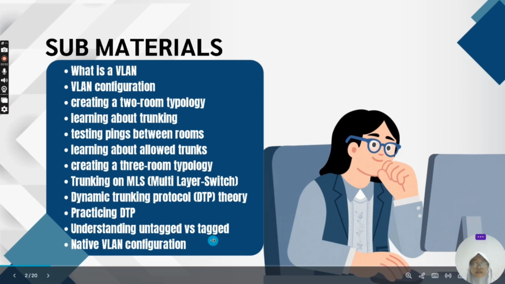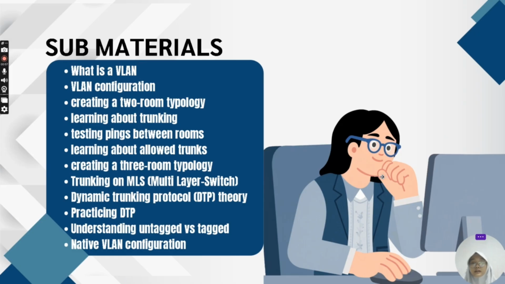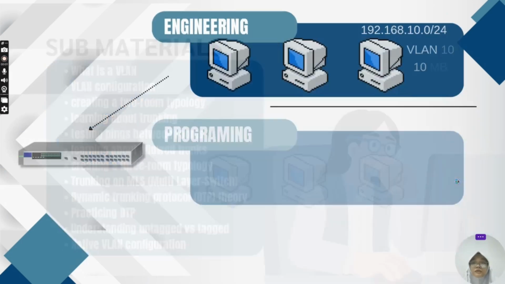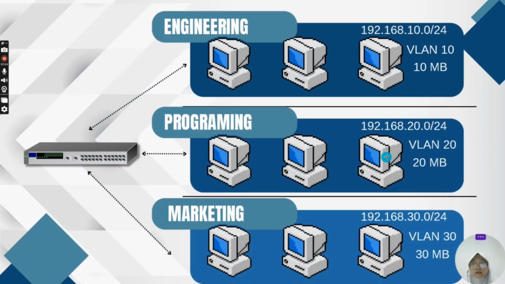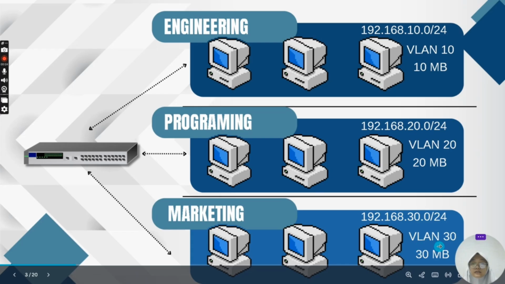In the previous video, we learned about broadcast domain. Now, I want to explain VLANs or virtual local area networks. Before we begin, I want to explain something. Let's imagine we have a room divided into several divisions. For example, the top part is the engineering division, the middle is programming, and the bottom is marketing. Let's say engineering is on VLAN 10, programming is on VLAN 20, and marketing is on VLAN 30.